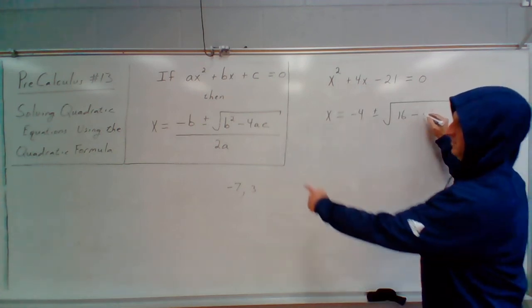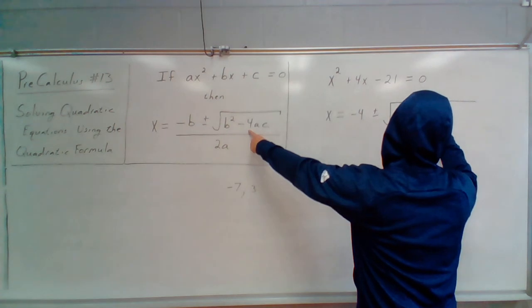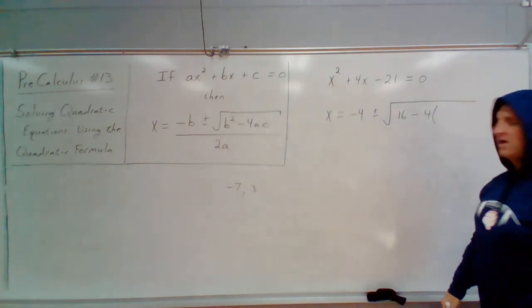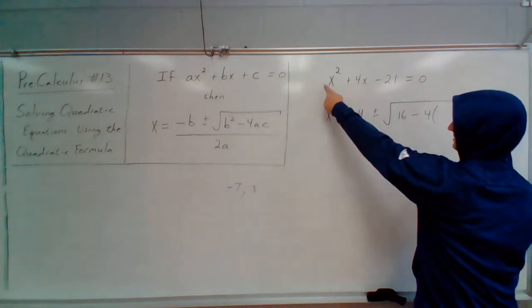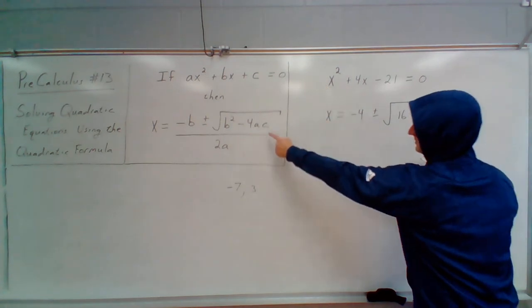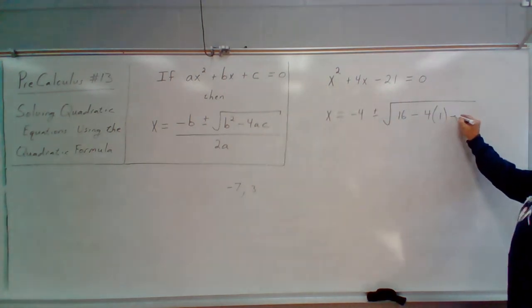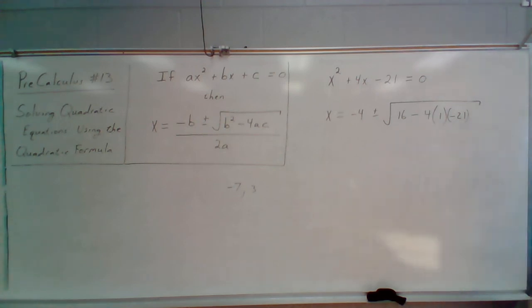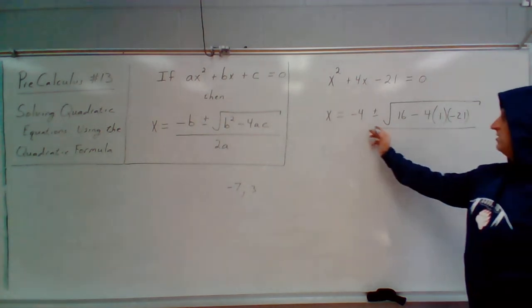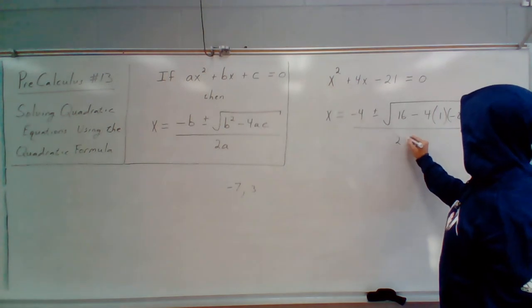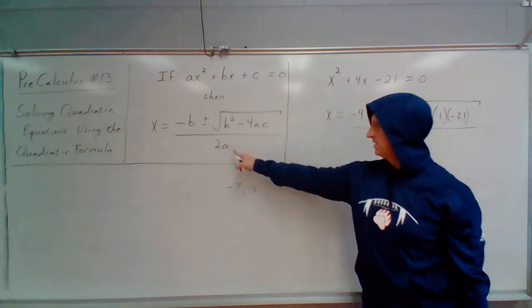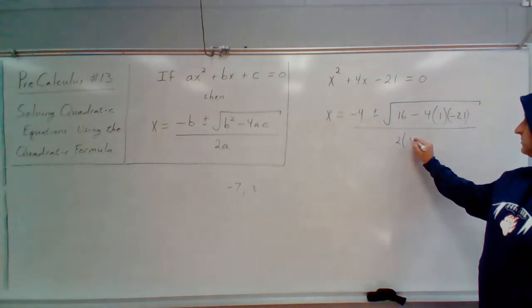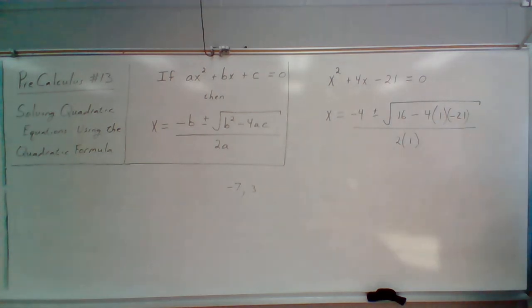minus 4 times A. My A is 1. C is negative 21. Make sure this line goes all the way across all of that. All over 2 times A. My A is 1. So we got that.